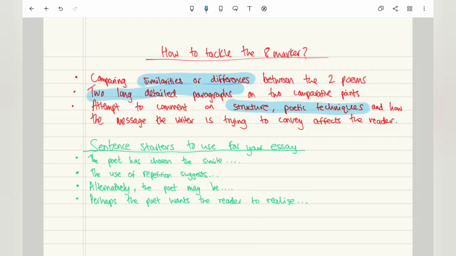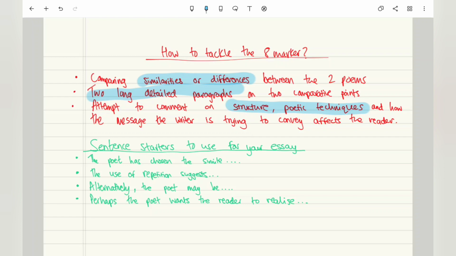And some sentence starters for you to use in your essay. These include the following. The poet has chosen the simile ... The use of repetition suggests ... Alternatively, the poet may be ... And perhaps the poet wants the reader to realize ... So obviously you'll fill in the gaps after.